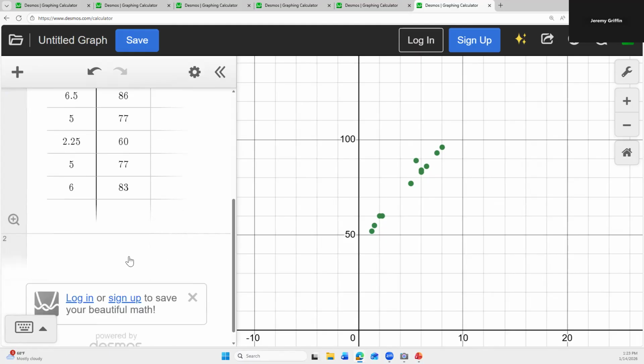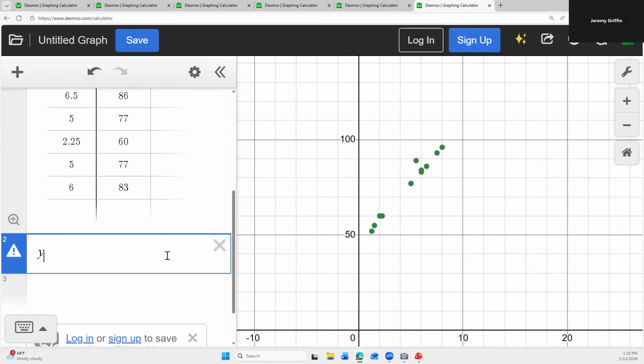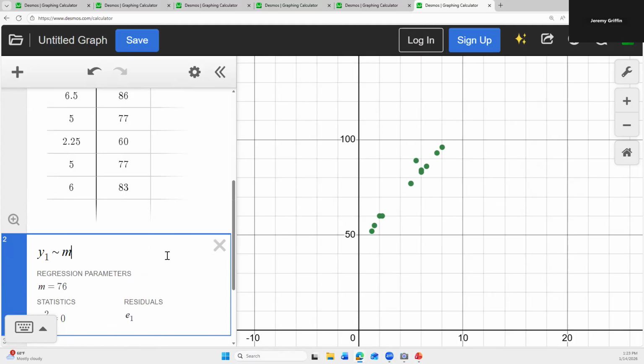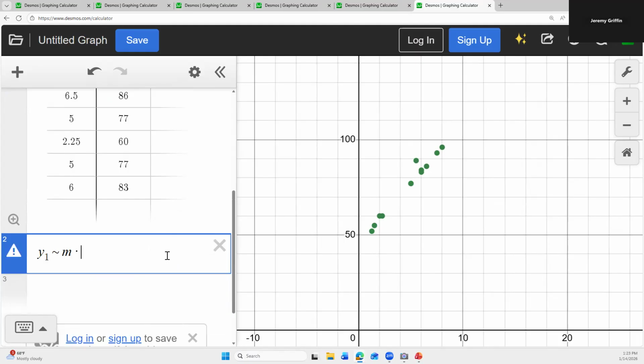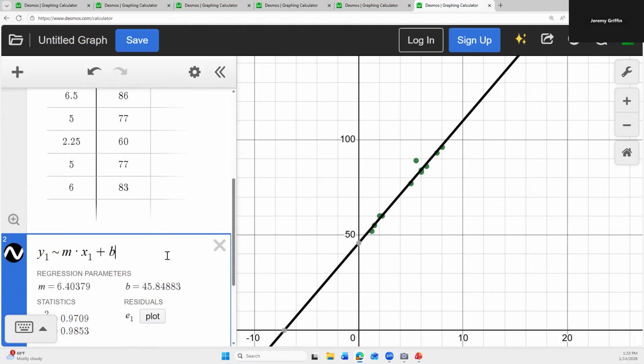All right, so let's go to this data. How can I model this? This looks like pretty well a straight line. I think I could do a straight line regression. Let's do y equals mx plus b. So y_1 tilde, for the slope, I wonder if I do m for slope, if it'll recognize that, times x_1. Yeah, okay, it did, but then I got to do this plus b. y equals mx plus b. Exactly. There you go. So we got a slope and a y-intercept.